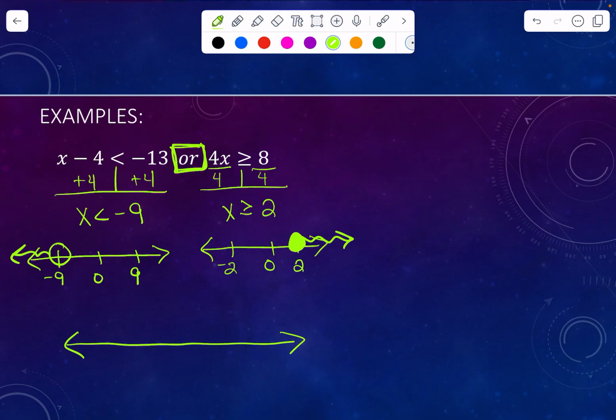So what I'm going to do is list my numbers out. You are welcome to do more than 3 if you want, but you don't have to. What I did is take the critical value from the one on the right and the critical value from the one on the left. So I'm going to take the graph from the left, bring it down, take the graph from the right, bring it down, and that is my solution set. So that's how we do an or statement.